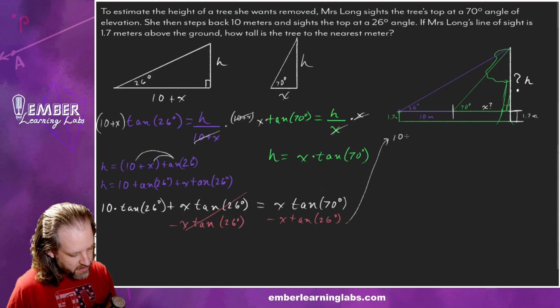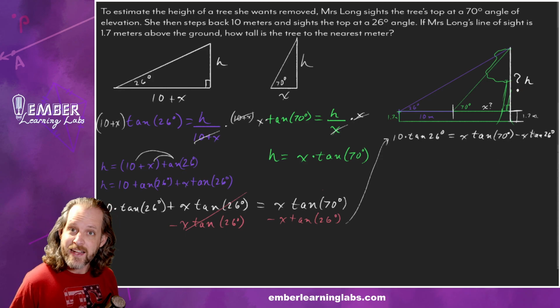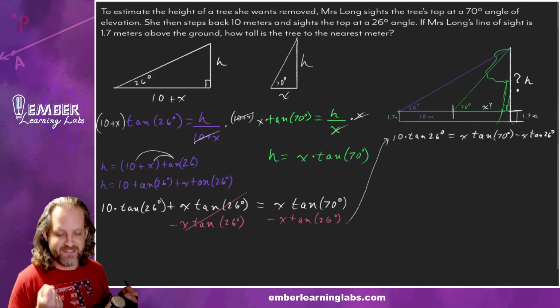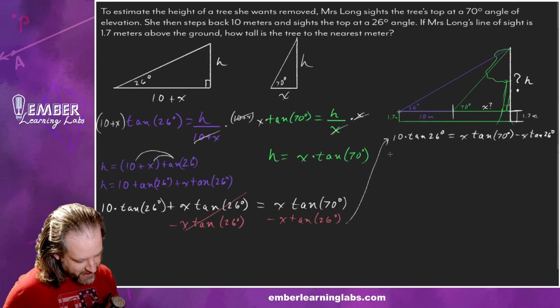So 10 times the tangent of 26 degrees equals x times the tangent of 70 degrees minus x times the tangent of 26 degrees, right? That's just this minus this over there, and this brought down. On the right side, both of these have x's in them, so we can factor out an x. We're in second semester, so we're hitting the second semester Algebra 1 stuff too. So we're pulling a GCF out of the right-hand side.